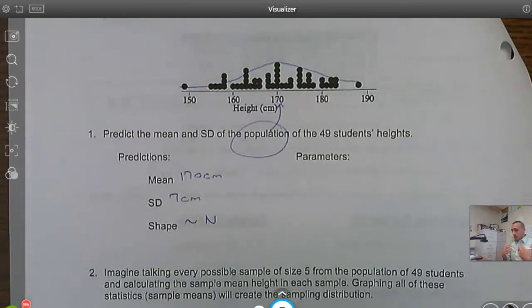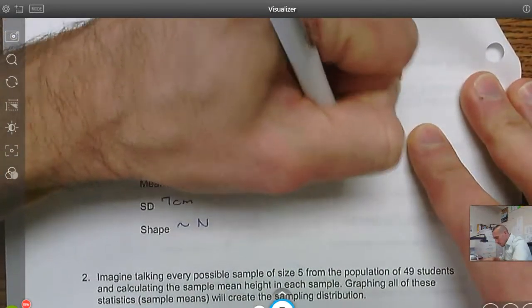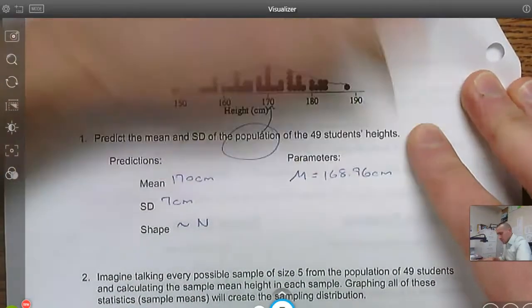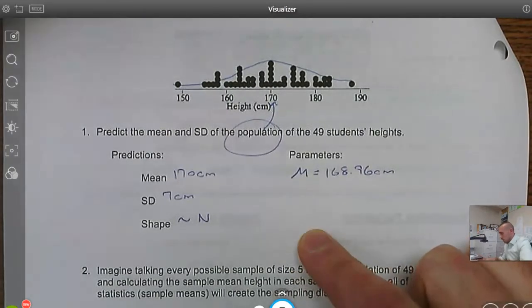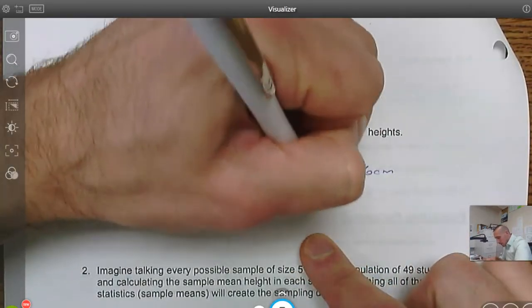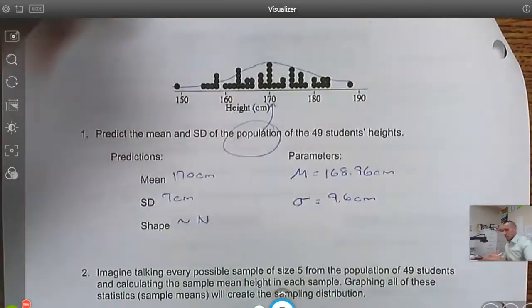Now, if we talk about the parameters, what specifically is true about this population? Well, if we calculate the average, it's 168.96 centimeters. And I'm using the symbol mu, the true mean or the population mean. And the population standard deviation, sigma, is 9.6 centimeters.